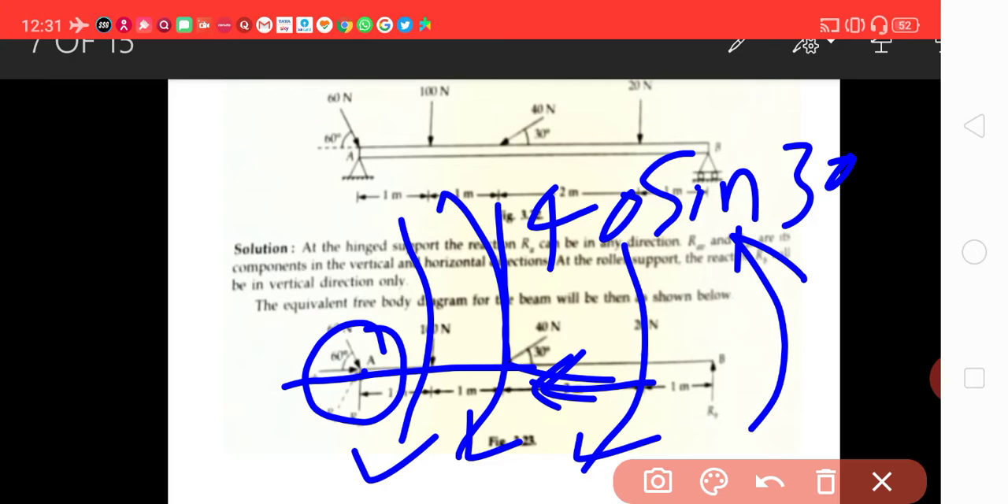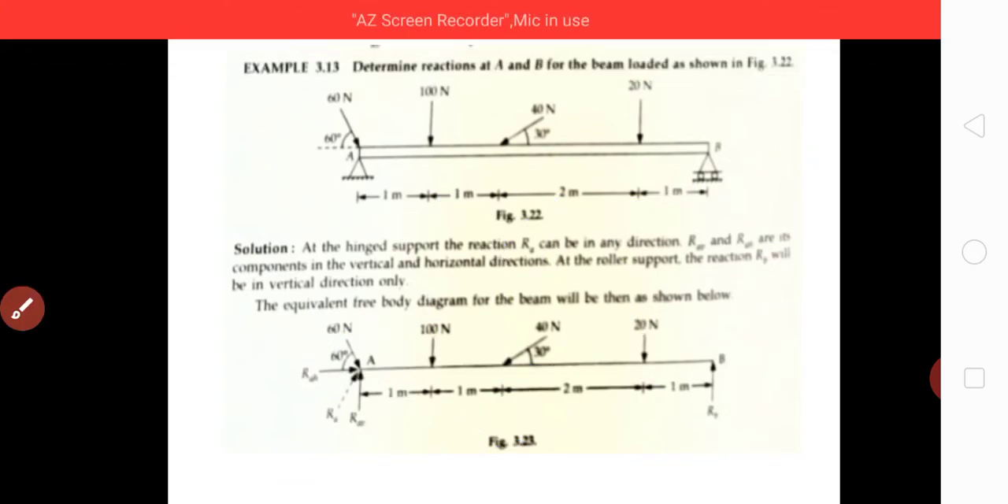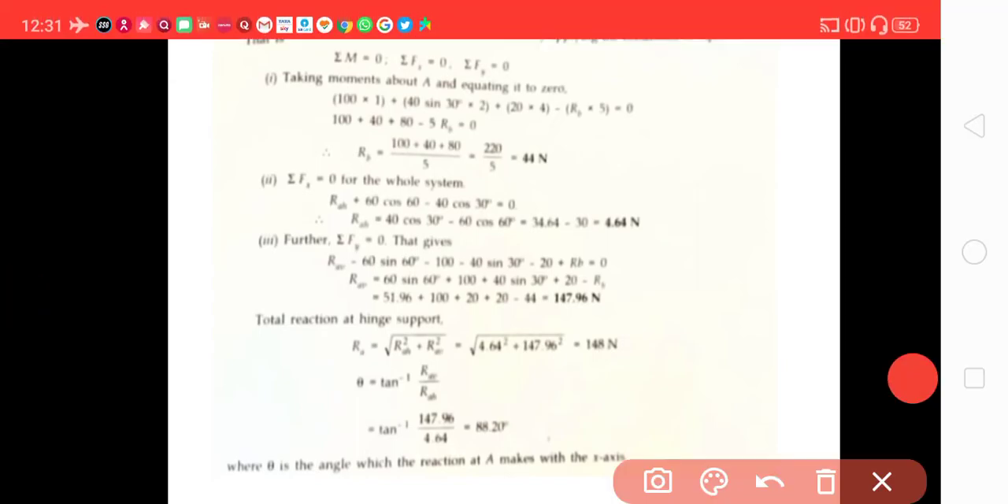So these are the conditions of static equilibrium. We can apply the conditions summation Fx is equal to 0, summation Fy equal to 0, and summation M equal to 0. That we have applied here.